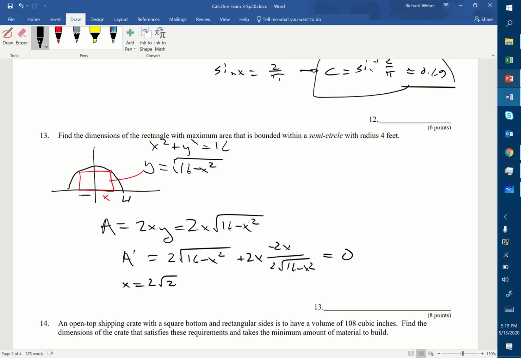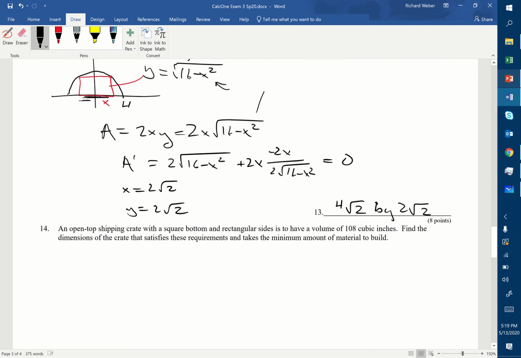So when you plug that number in for y, you also get 2 radical 2. But the dimensions are the length, which is double x. So it's going to be 4 radical 2 by 2 radical 2. That would give you the greatest area right there.